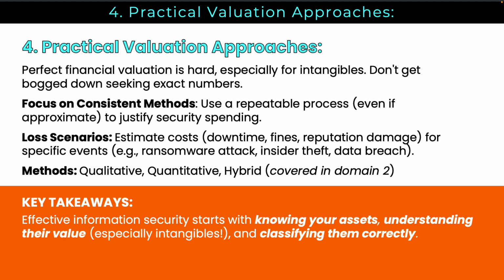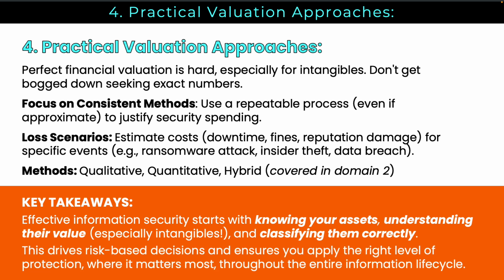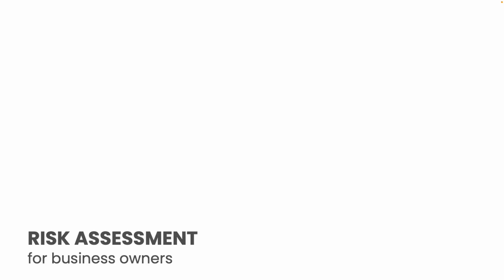So key takeaways here. Effective information security starts with knowing your assets, understanding their value, especially the intangibles, and classifying them correctly. And this drives risk-based decisions and ensures you apply the right level of protection where it matters most throughout the entire information lifecycle. Now, when it comes to risk assessment, I just want to touch on the process there one more time so we can connect the dots between the business side of the house and the information security function.